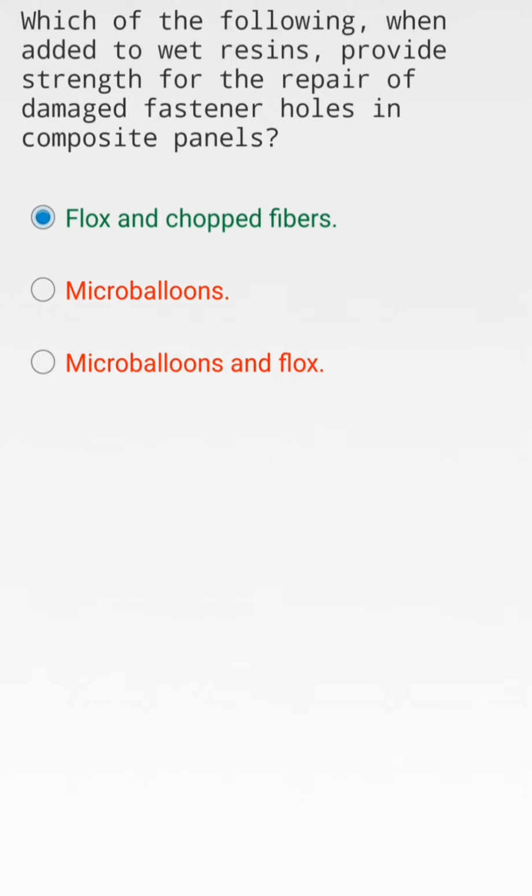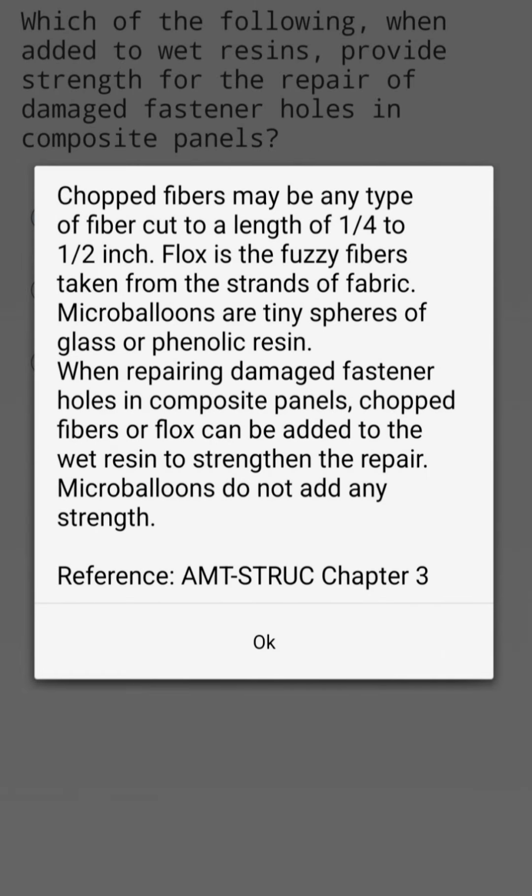Which of the following, when added to wet resins, provides strength for the repair of damaged fastener holes in composite panels? Flocks and chopped fibers. Chopped fibers may be any type of fiber cut to a length of 1/4 to 1/2 inch. Flocks is the fuzzy fibers taken from the strands of fabric. Microballoons are tiny spheres of glass or phenolic resin. When repairing damaged fastener holes in composite panels, chopped fibers or flocks can be added to the wet resin to strengthen the repair. Microballoons do not add any strength.